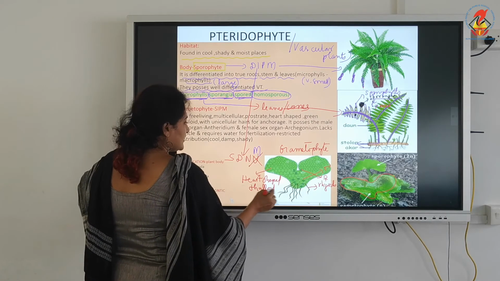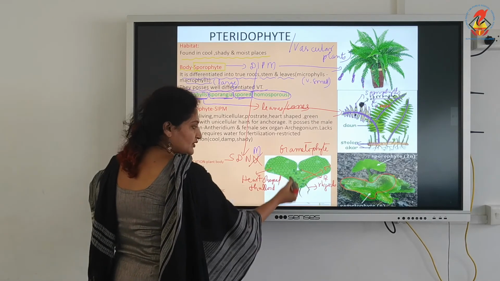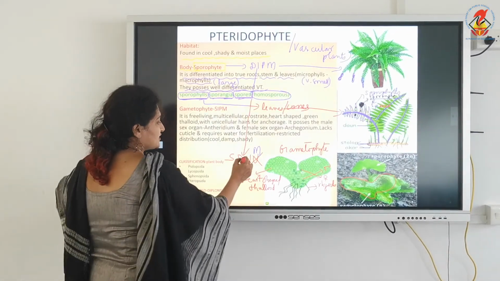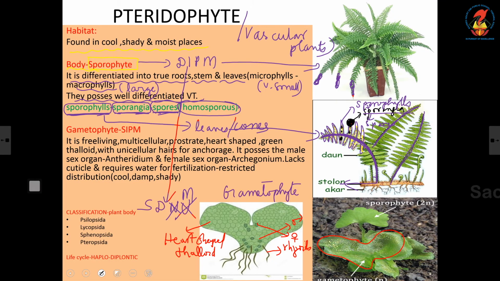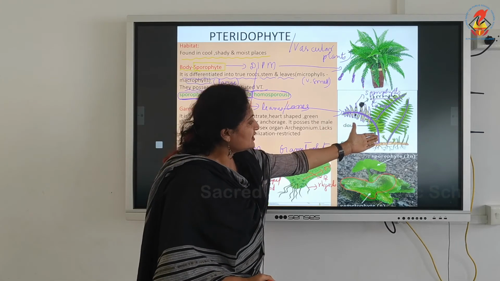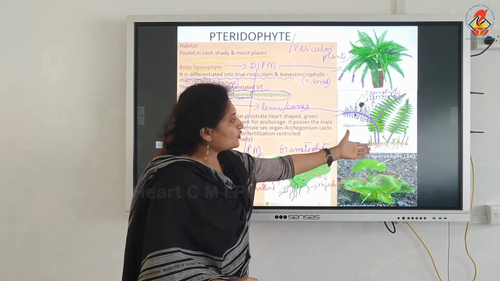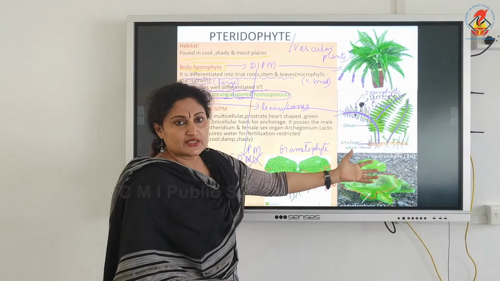Multicellular. Then, it is green in color. So, can we say that it is photosynthetic or non-photosynthetic? It is photosynthetic. Then, it is not at all depending on the sporophyte. See, the sporophyte is here, the gametophyte is at a far distance. It is not at all depending on the sporophyte for nutrients or for anchorage.